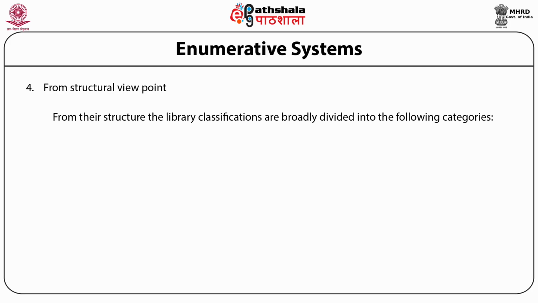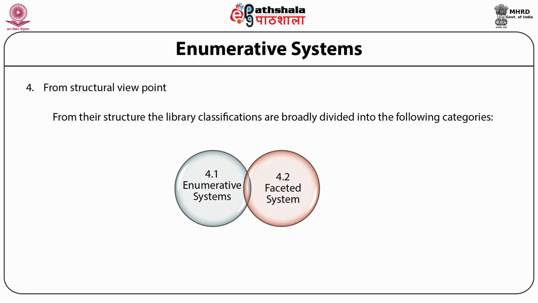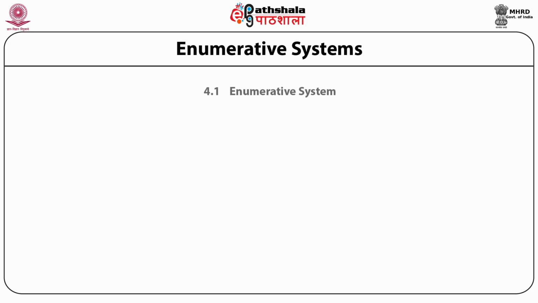From the structure, library classifications are broadly divided into two categories, that is enumerative systems and faceted systems. It may be noted that in the beginning, in the 19th century, when the DDC was designed, it was simply an enumerative system, but then with the coming of Ranganathan in the fourth decade of the 20th century, we also saw the emergence of faceted systems. So these became two important species of classifications.